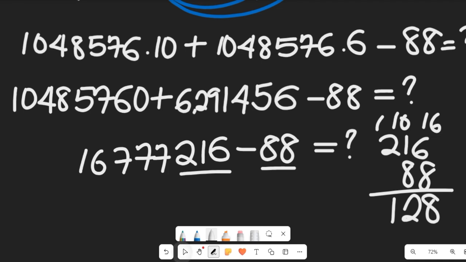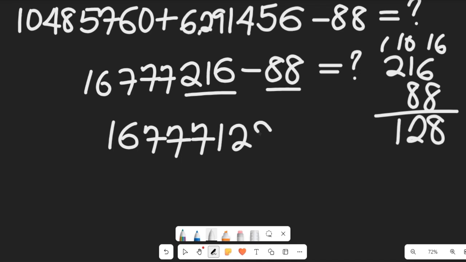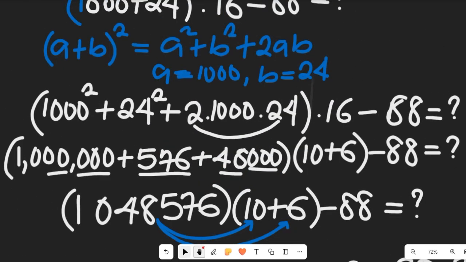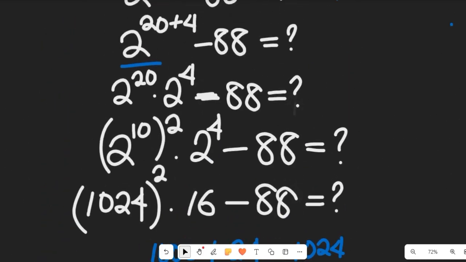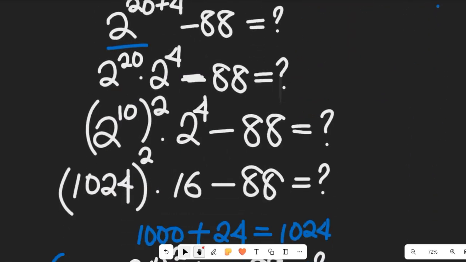So we're going to have that expression to now give us 1, 6, 7, 7, 7, 1, 2, 8, right? And that is the solution to that expression. 16,777,128 will be the solution to that expression given to us up there. So you see, without the use of calculator, by using algebraic expression, we can find the solution to that maths problem given to us up there.